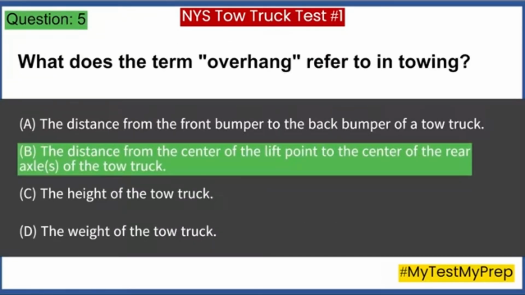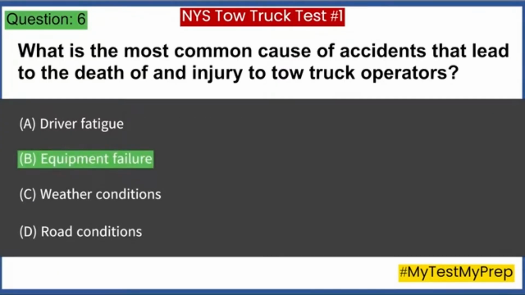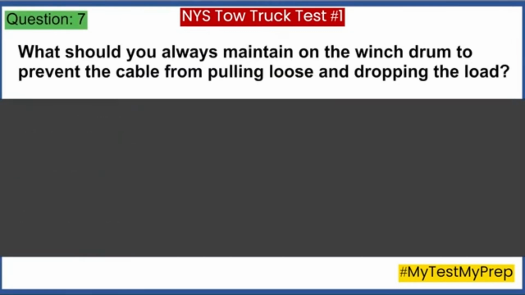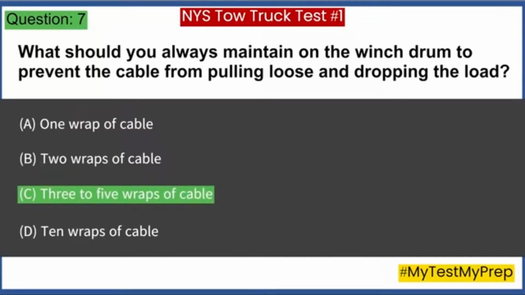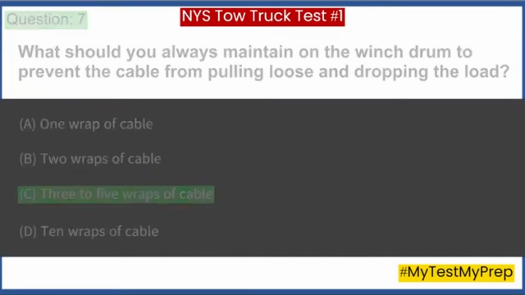Answer: The distance from the center of the lift point to the center of the rear axles of the tow truck. What should you always maintain on the winch drum to prevent the cable from pulling loose and dropping the load? 3 to 5 wraps of cable.